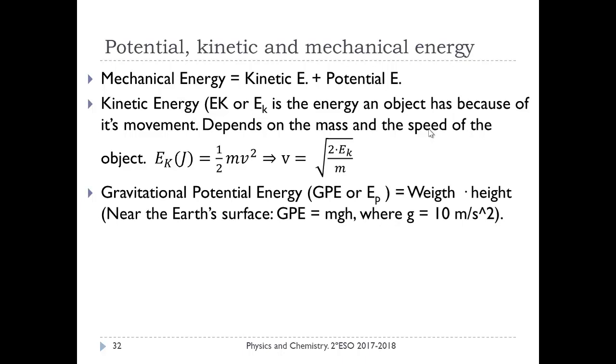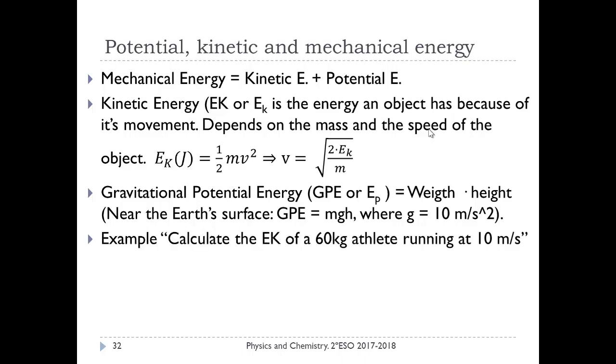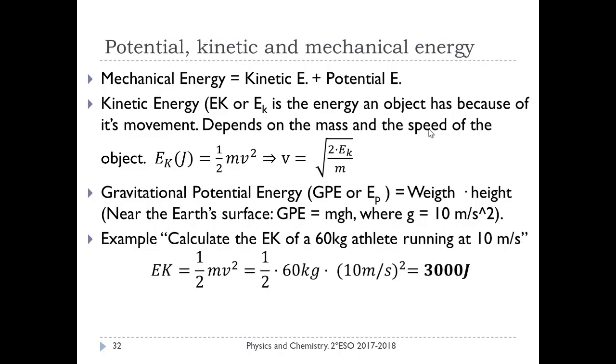And we can also establish that the velocity would be the square root of 2 times the kinetic energy divided by the mass. And the gravitational potential energy, called GPE, is the weight times height. So on the Earth's surface it would be mass times gravity times height, where g approximately equals 10 meters per second squared.